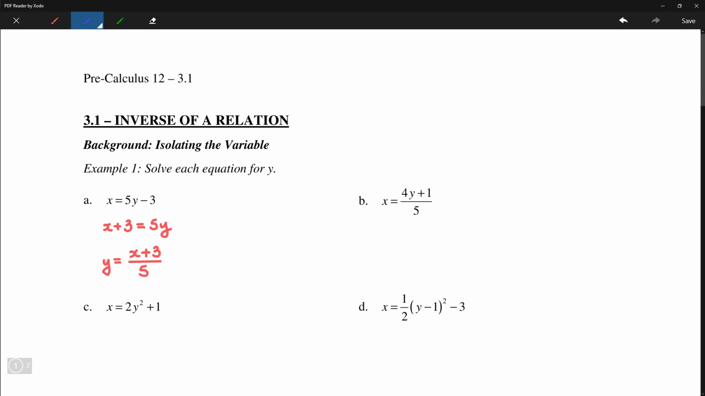Similarly, for example 1b, we will first multiply both sides by 5, so we have 5x is equal to 4y plus 1. Then we'll subtract 1 from both sides. 5x minus 1 is equal to 4y. And finally, we will divide both sides by 4, so we have y is equal to 5x minus 1 all over 4.